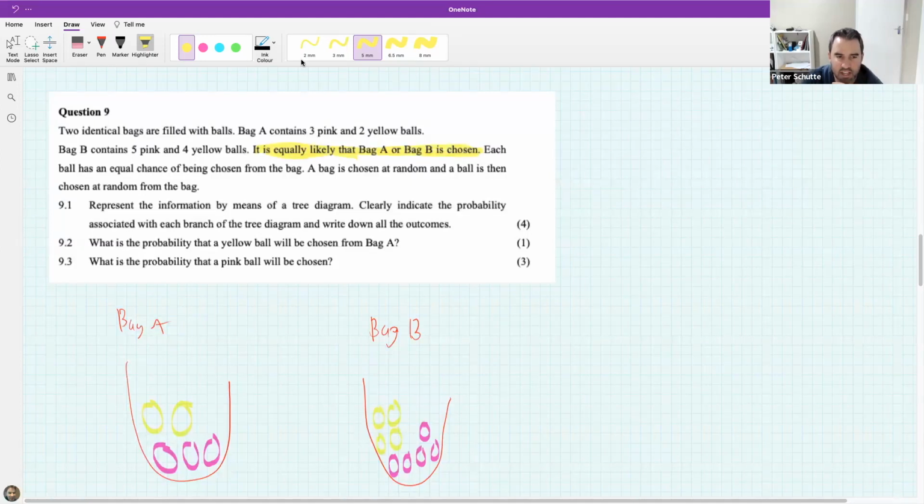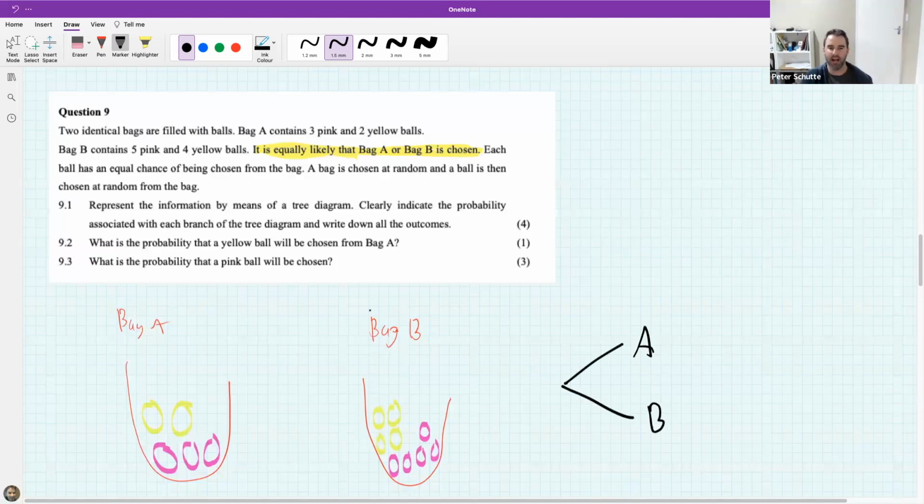What does it mean if it's equally likely that bag A or bag B is chosen? If I had to draw it on a tree diagram, like bag A, bag B, what does it mean if it's equally likely either of these are chosen? Okay, it means that they're equally likely in terms of chance. They could be a half and a half, or 50% chance of either. Okay, now, each ball has an equal chance of being chosen from the bag. A bag is chosen at random. A ball is then chosen at random.